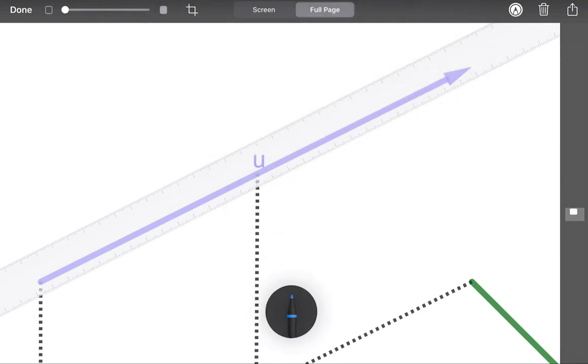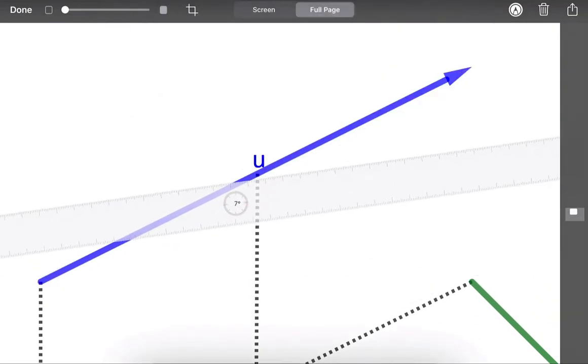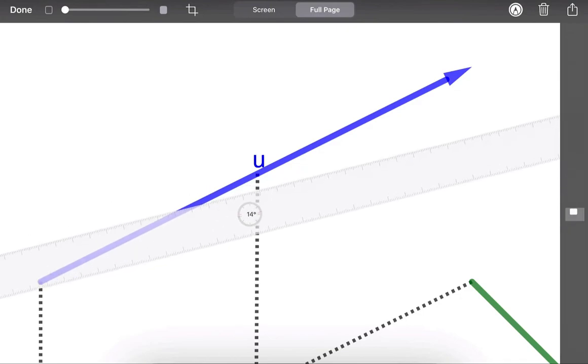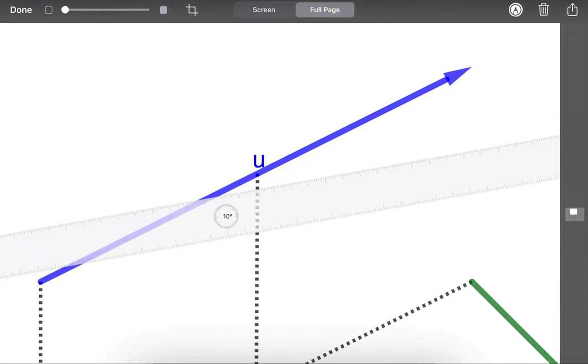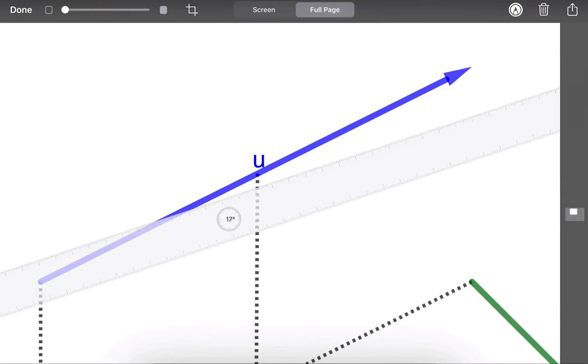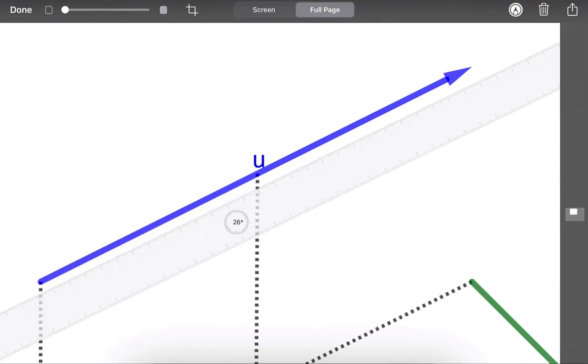and the ruler you can rotate and read the angle on it. So for example, when we align the ruler with the vector, we get 27 degrees. The number is there only when you keep both fingers on the ruler. During the adjustment, you see the updated value. Once you let go, it disappears.